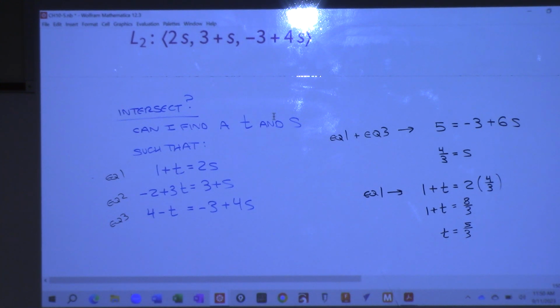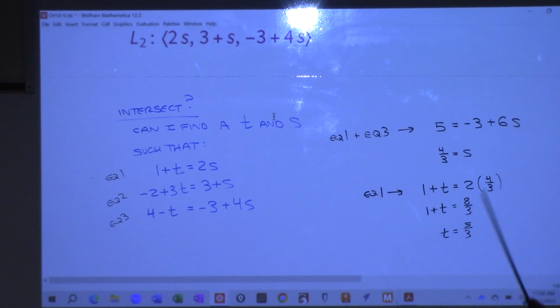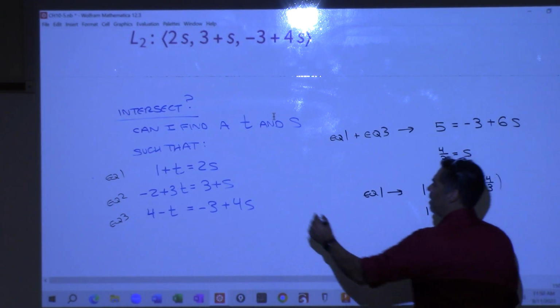Okay, so it looks like I have a solution, right? It looks like when s is 4/3 and t is 5/3, we're in business. It has to be true for all. So what I need to do is I need to make sure that this is going to work. What equations have I been working with? The first and the third? This should work for the first and third, but it needs to also work for the second. So let's check the second now.